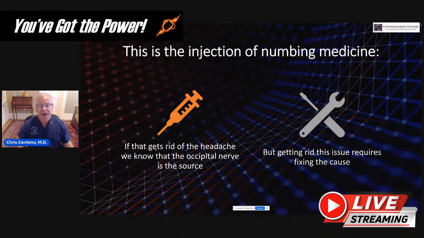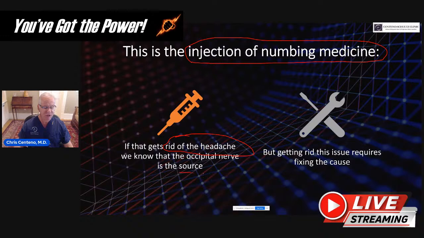And again, a diagnostic block, so we all understand it, is the injection of numbing medicine. If that nerve is causing the issue, once we do that, that'll get rid of the headache, and we know that the occipital nerve is the source. However, fixing the problem also may require fixing why that's happening. In the case of CCI patients, that's going to be treating the CCI. So while we may be able to get you temporary relief by doing an occipital nerve block or putting some anti-inflammatory there, until we get at the absolute source of the problem, there may not be long-term relief.